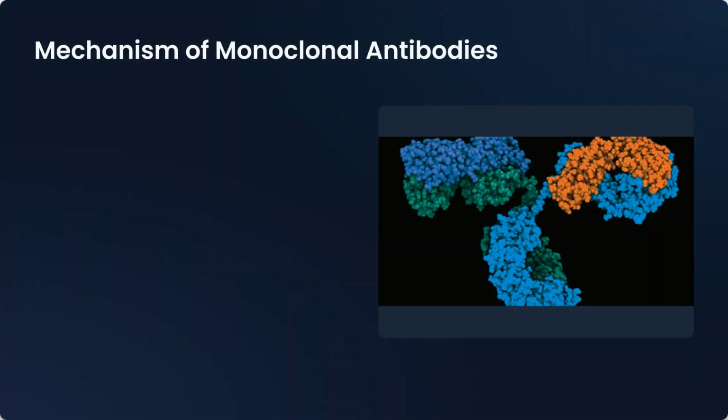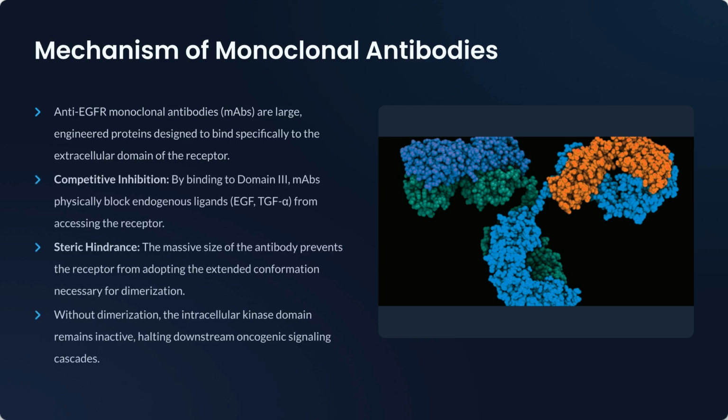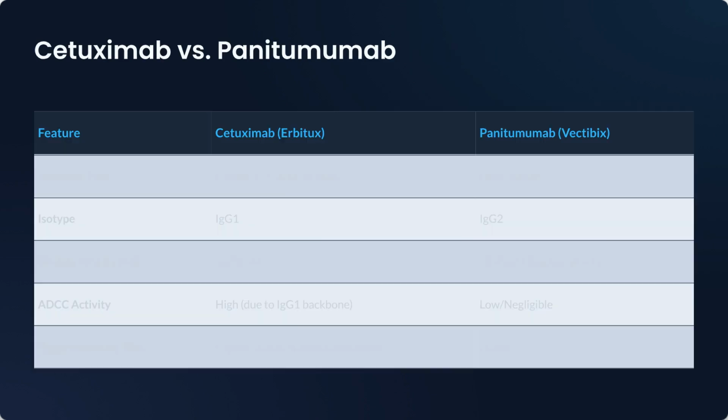Anti-EGFR monoclonal antibodies, or mAbs, block the receptor via two main mechanisms: competitive inhibition by binding to domain 3, and steric hindrance, preventing the necessary conformational change for dimerization and subsequent activation. Cetuximab and panitumumab are two key anti-EGFR mAbs. Cetuximab is a chimeric IgG1 antibody with high ADCC activity, while panitumumab is a fully human IgG2 antibody with lower ADCC activity but higher binding affinity.